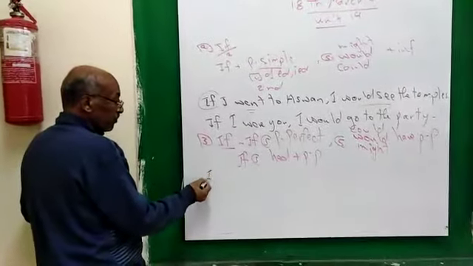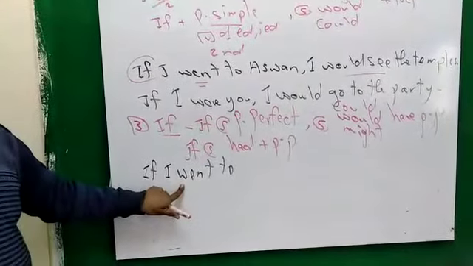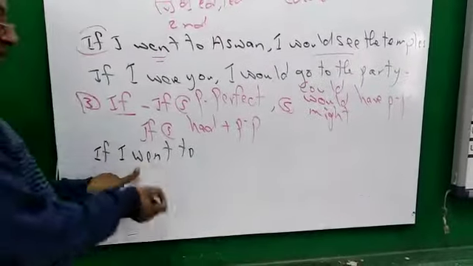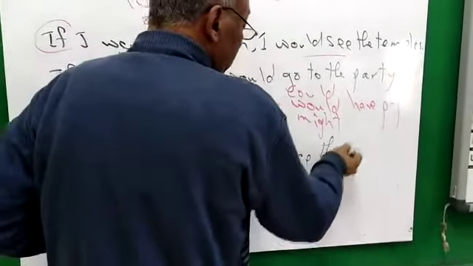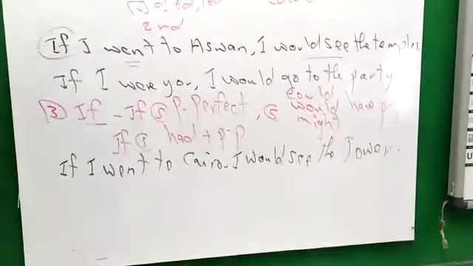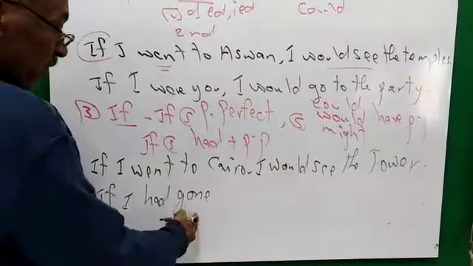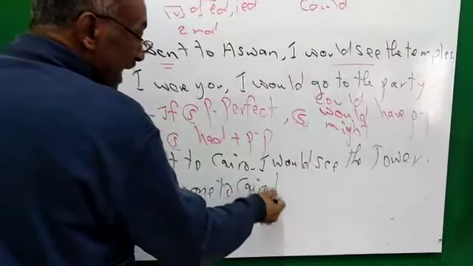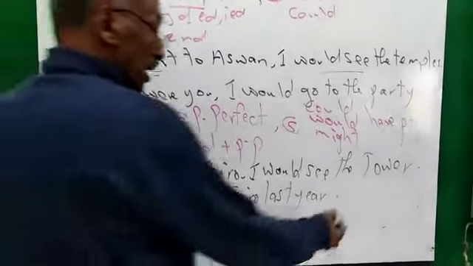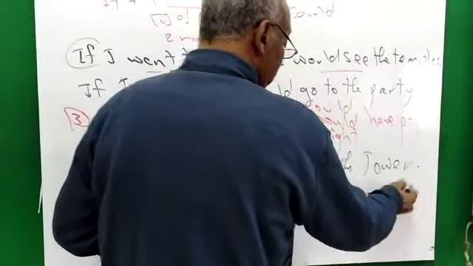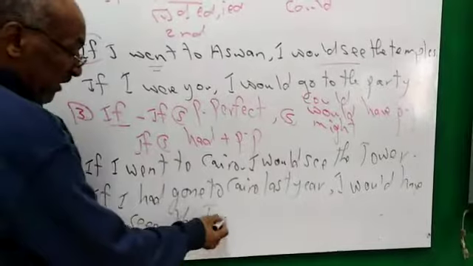If I went to Cairo, with went in the past simple, like this. If I went to Cairo, I would see the tower, Burj Khalifa. If I had gone to Cairo last year, I would have seen the tower.